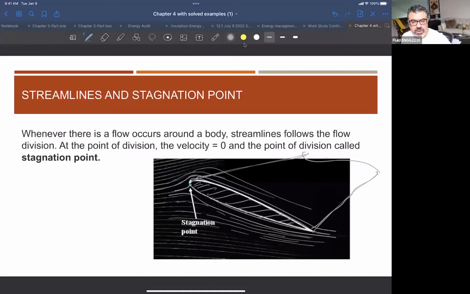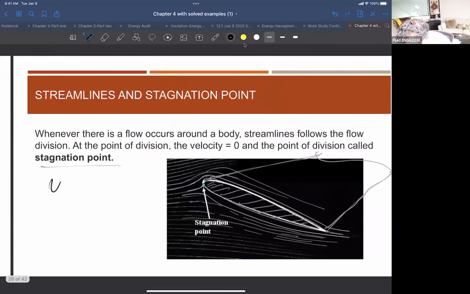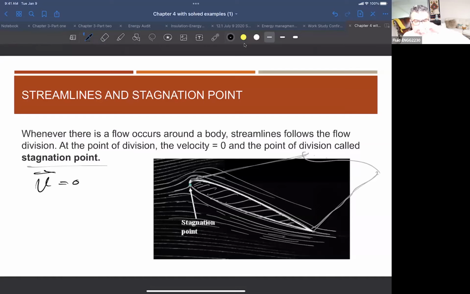Of course, if you remember from the simple Bernoulli equation, you have higher velocity for the same elevation, and higher velocity means lower pressure, right? So you can have an idea about velocity distribution and also pressure distribution. Okay. The stagnation point here is another definition we have to keep in mind. Stagnation point means velocity is zero, right? So sometimes streamlines are used to find points where the velocity is zero in a flow field. Okay.